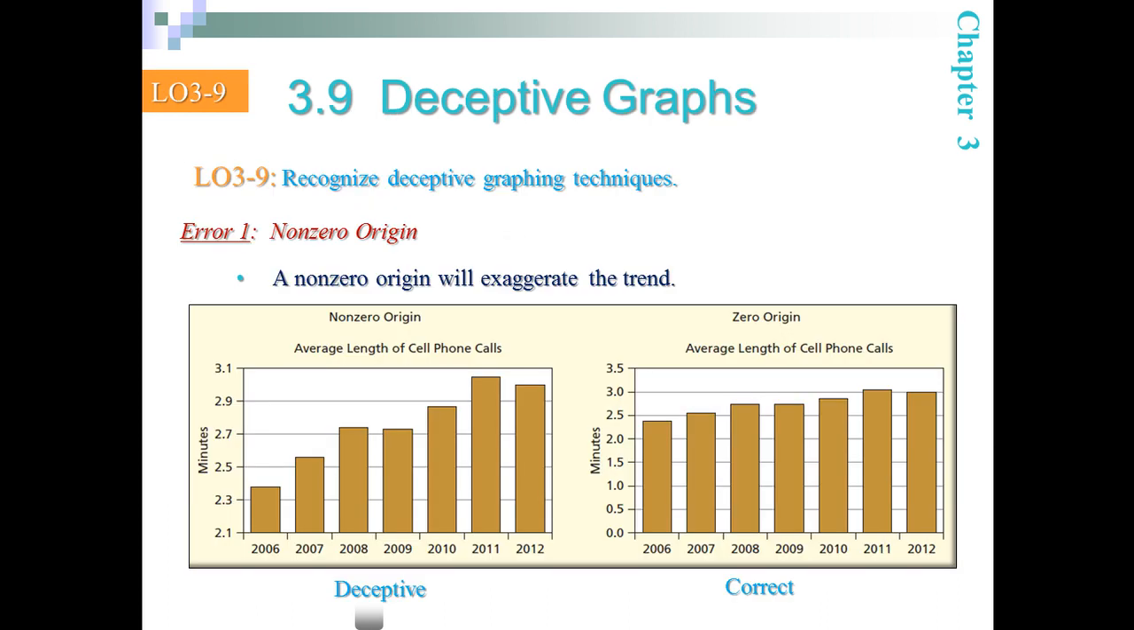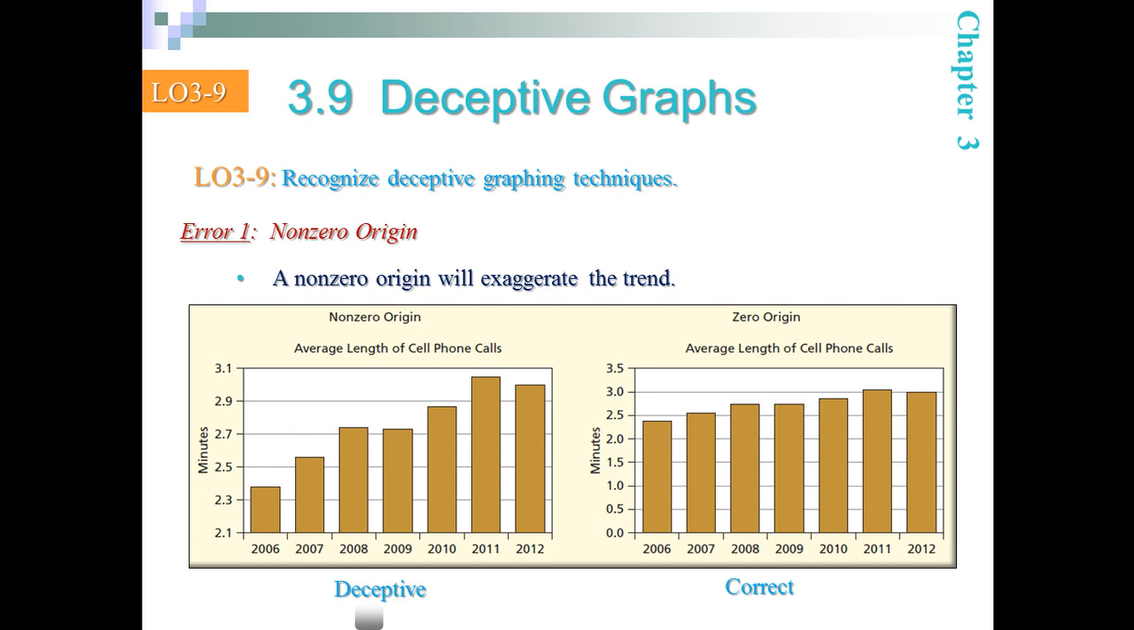We're going to finally talk about deceptive graphs, and this is the topic of section 9 from chapter 3. And the first thing that we should note is sometimes graphs and charts and numbers can be used for ill-gotten purposes, and trying to mislead people and sell products that maybe are not as good as what they should be. Here's an example.